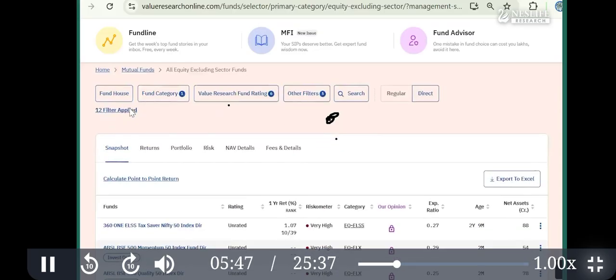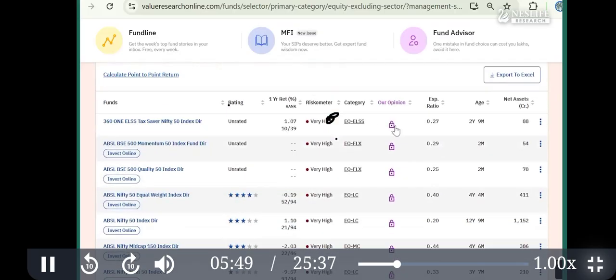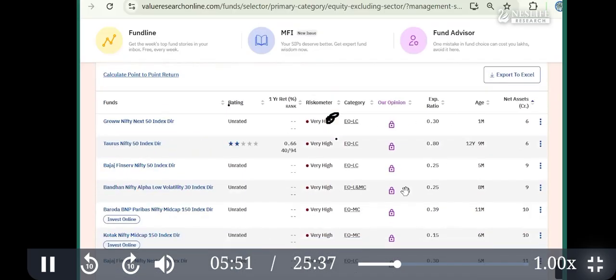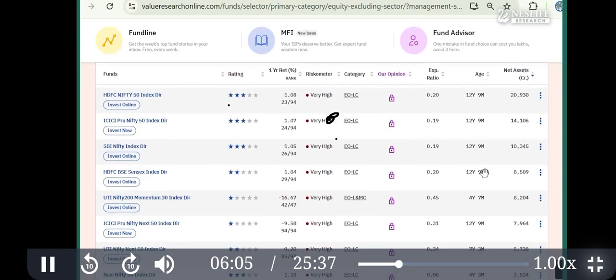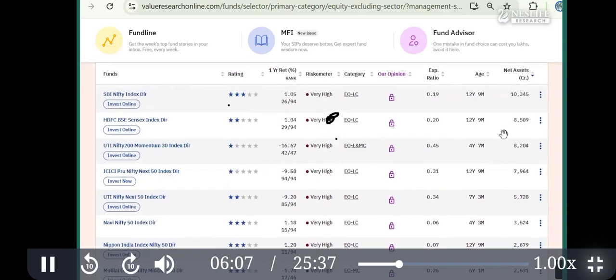There are 178 funds. Now you see some funds are very new. Their assets under management are just 6 crore. For any index fund, whether it is an ETF or an index fund, keep the 500 crore criterion in mind: 500 crore assets under management. So there are enough index funds. These are index funds. Okay.